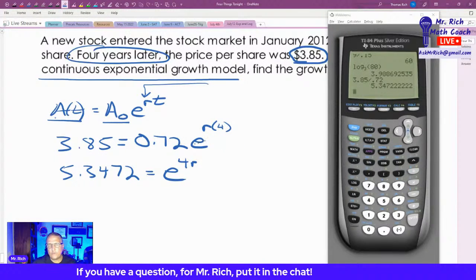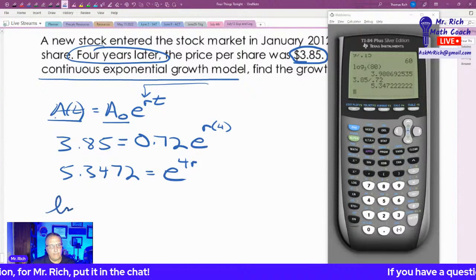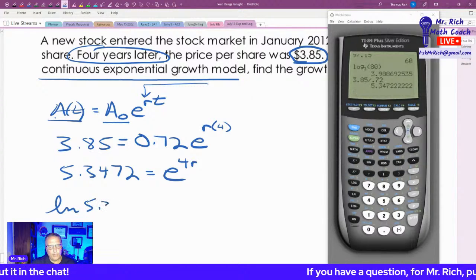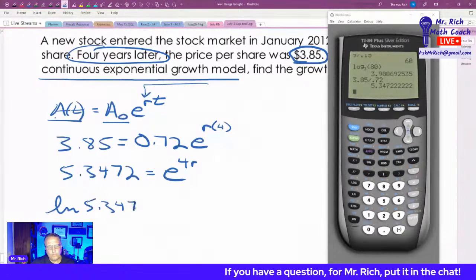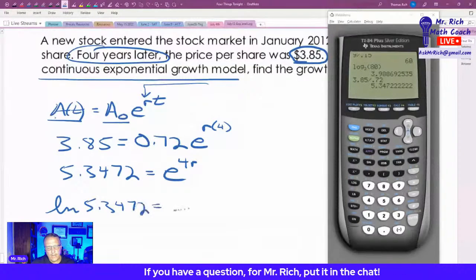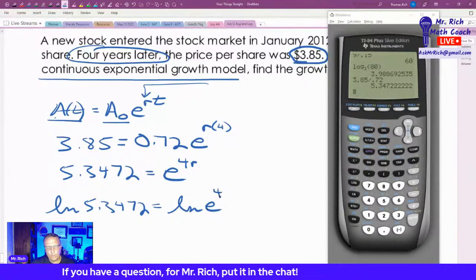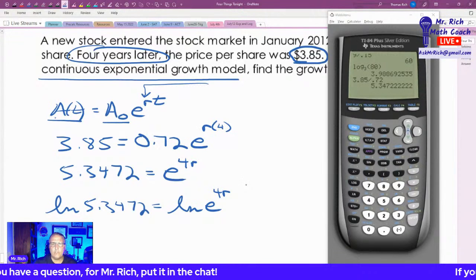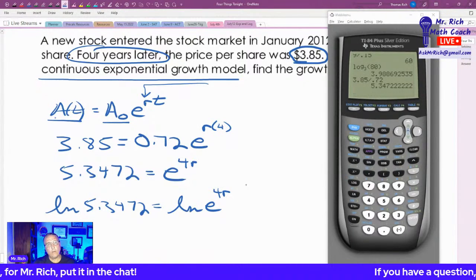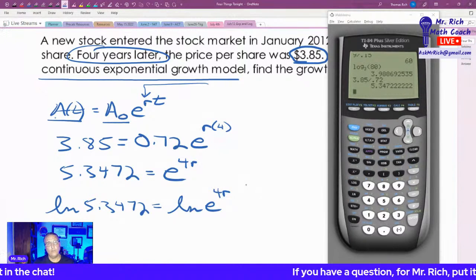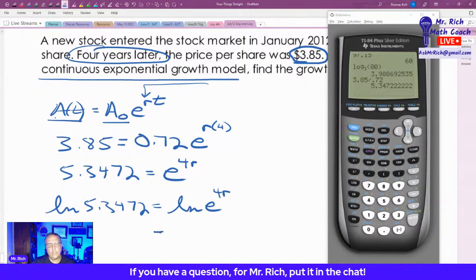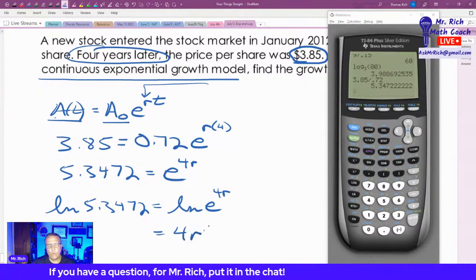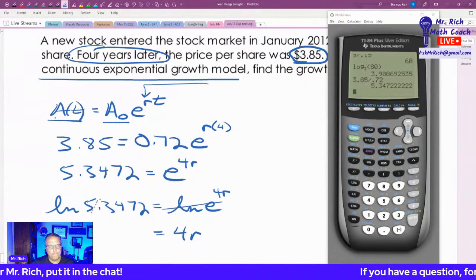And what I'm going to do is use natural logs. I'm going to take the natural log on both sides. I'm going to have the natural log of 5.3472 is equal to the natural log of e to the 4r. The natural log is log base e, right? So log base e of e to the 4r is just 4r. It releases the exponent and just gives me 4r. These guys cancel each other out.